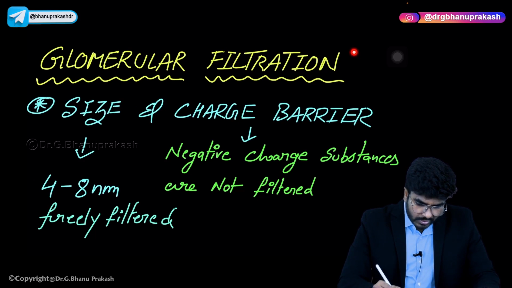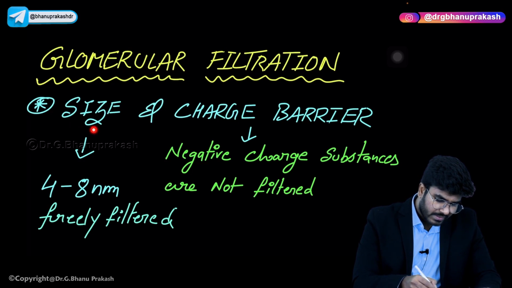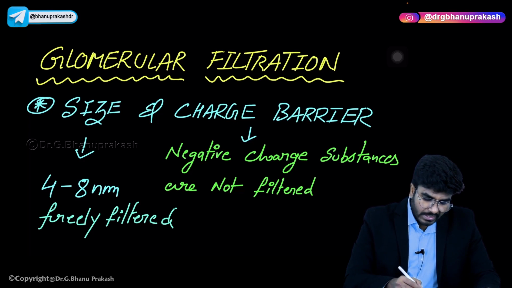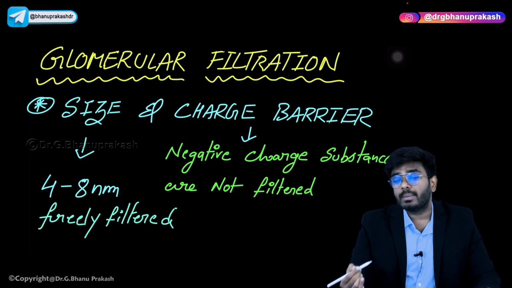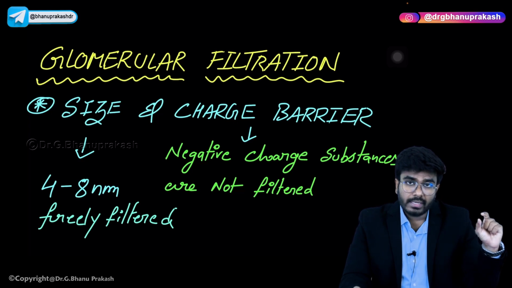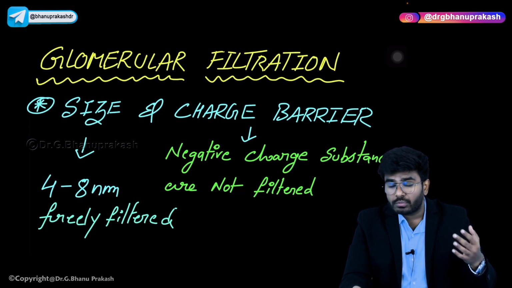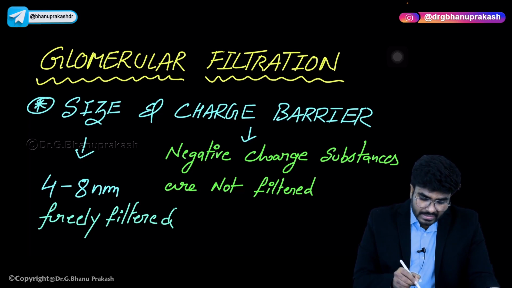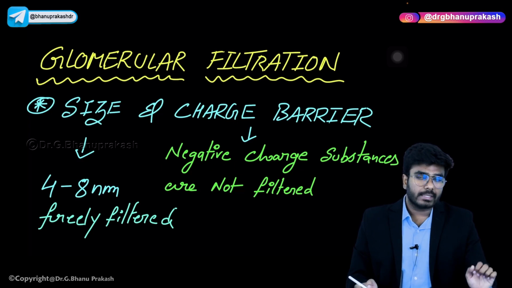Now, let's talk about glomerular filtration. I have already told you that glomerular filtration is a size barrier. Only the size of 4 to 8 nanometers are freely filtered. But now, let's see one more new concept. What is that? The glomerular filtration barrier is not only a size barrier but also a charge barrier. What do I mean by this? This glomerular filtration membrane allows free filtration of positively charged particles as well as neutral particles. But if a substance is negatively charged, those substances are not freely filtered.